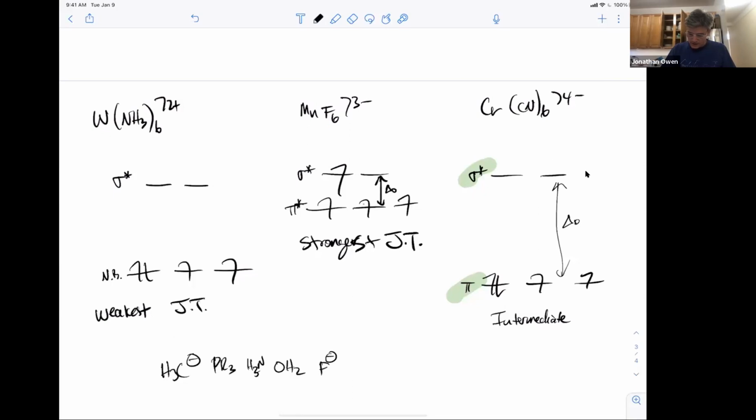Now you get over to stuff like fluoride. Not only is it a so-so donor, not really a great donor, it's also got these pi effects. And the pi effects act to shrink that splitting. So halides like fluoride, chloride, bromide, those are all weak field.